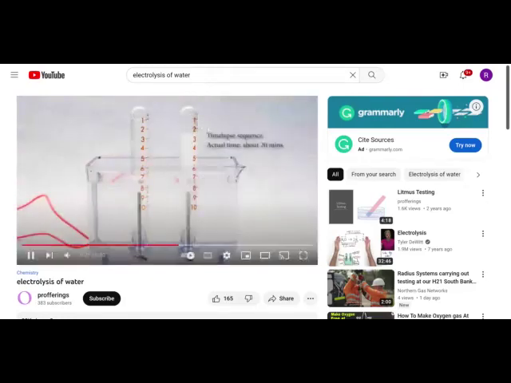See, after some time, the gas is collecting here. And you can see exactly this side has double the volume of this one. And in gases, the volume is very much dependent on the number of molecules. Okay. So this has double the number of molecules of this one. So can you tell which gas is collecting here and which gas is collecting here?